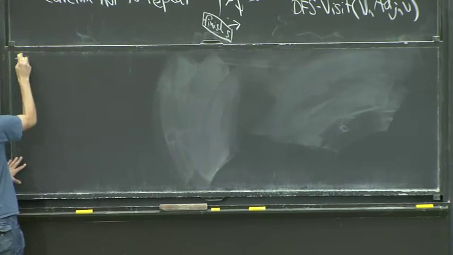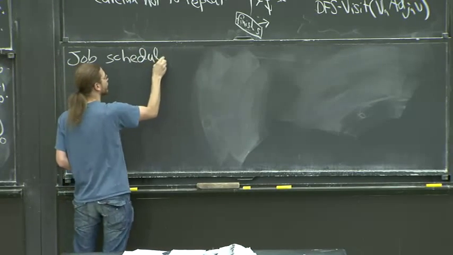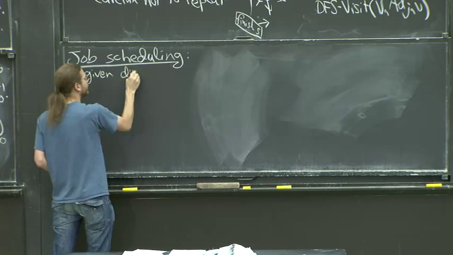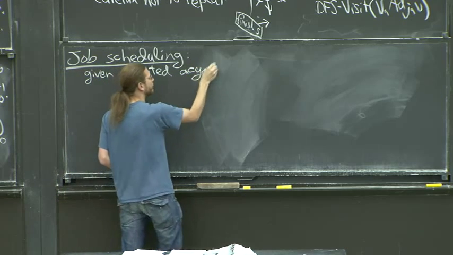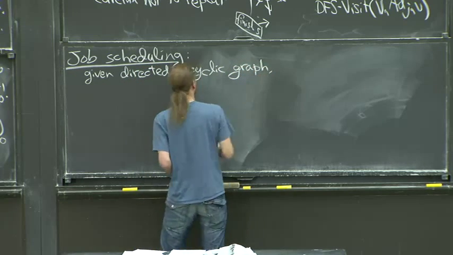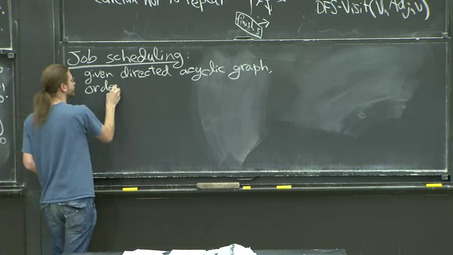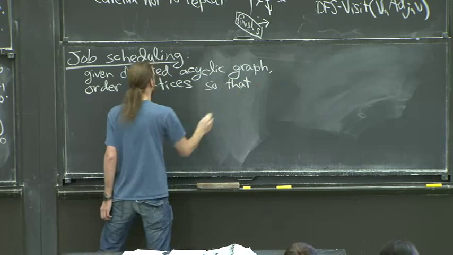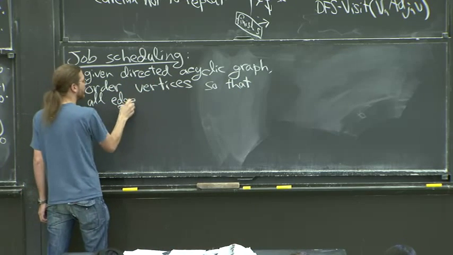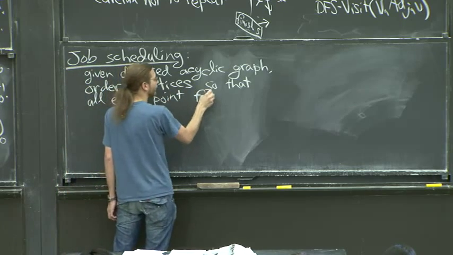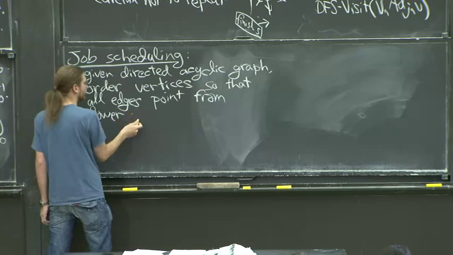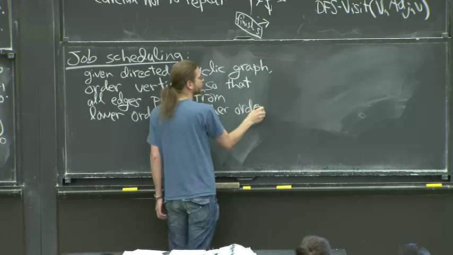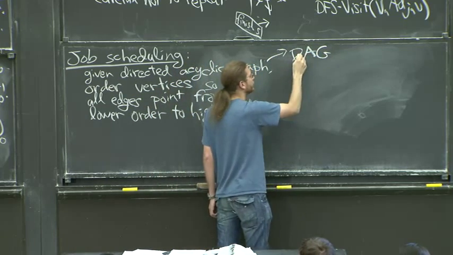Application 2 is topological sort, which we're going to think about in the setting of a problem called job scheduling. So in job scheduling, we are given a directed acyclic graph. I want to order the vertices so that all edges point from lower order to higher order. A directed acyclic graph is called a DAG. You should know that from 042.